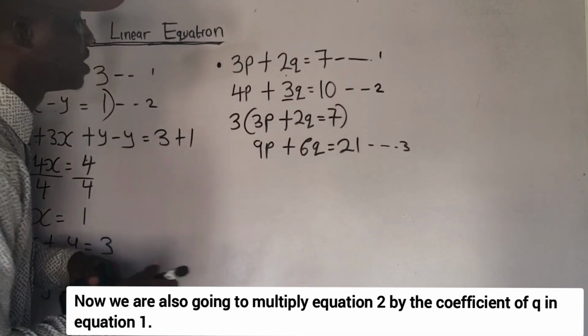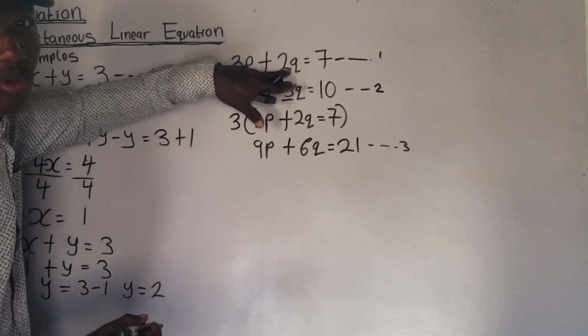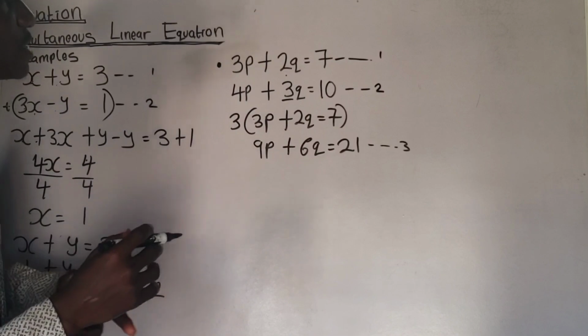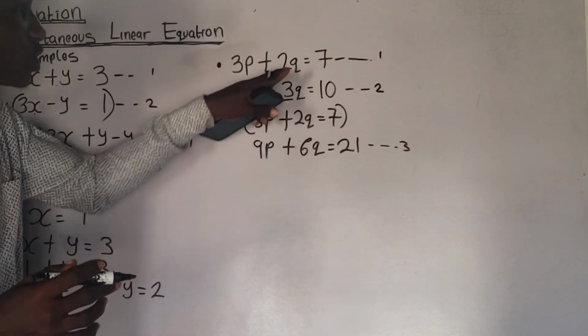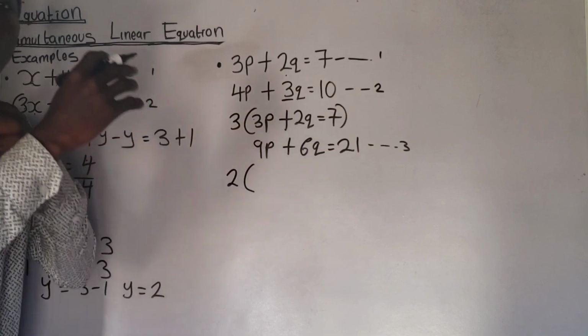Now let's go. The coefficient of q in equation 1 is what? 2. Please pay attention. It's simple. It's easy. The coefficient of q in equation 1 is what? 2. So I'm going to multiply the whole equation 2 by 2.